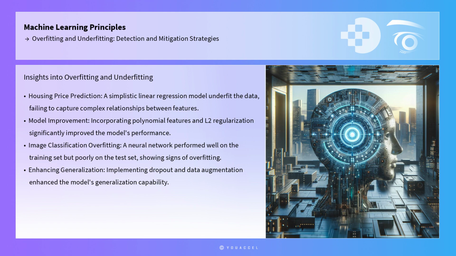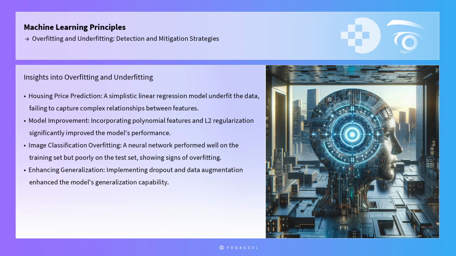Real-world applications and case studies provide valuable insights into the practical challenges and solutions associated with overfitting and underfitting. For example, in a study involving the prediction of housing prices, researchers found that a simplistic linear regression model underfit the data, failing to capture complex relationships between features. By incorporating polynomial features and applying L2 regularization, they were able to significantly improve the model's performance.